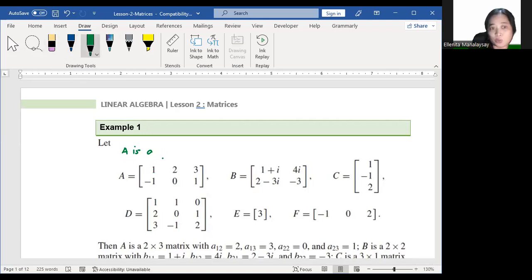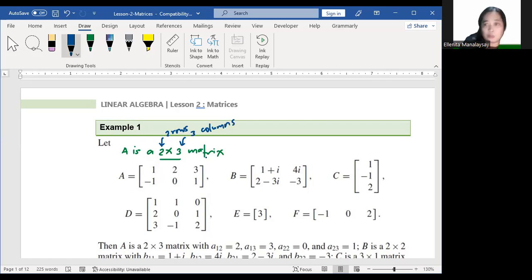Matrix A has 2 rows and contains 3 columns. So it is a 2 by 3 matrix. When we describe the matrix as 2 by 3, this implies that the matrix has 2 rows and 3 columns. So matrix A is a 2 by 3 matrix.